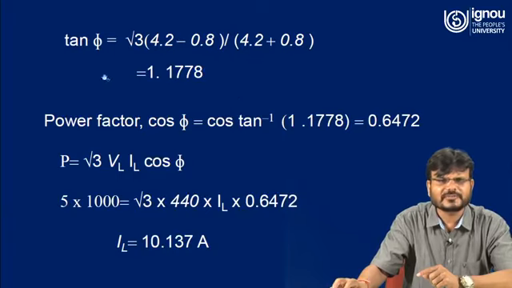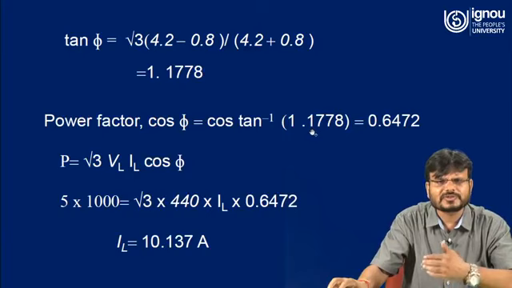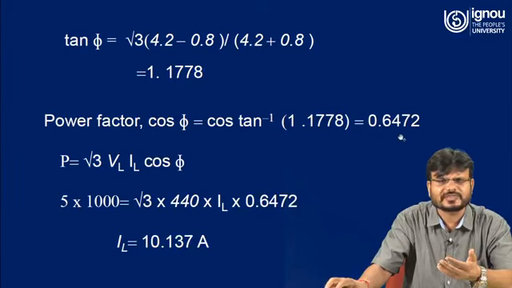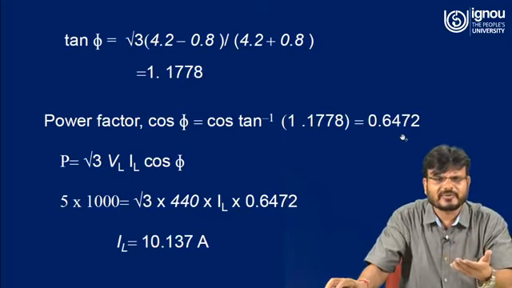So tan phi is equal to 1.1778. So phi is equal to tan inverse 1.1778. If you put this value of phi in the power factor, it comes equal to 0.6472. So now you have calculated the power and the power factor.